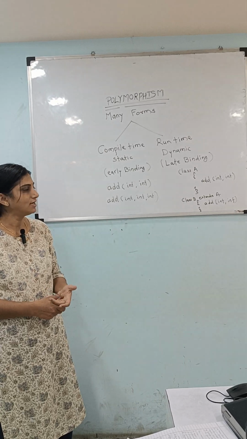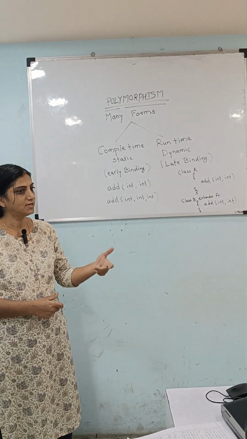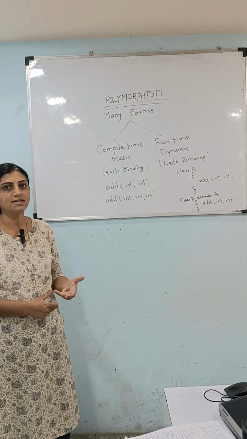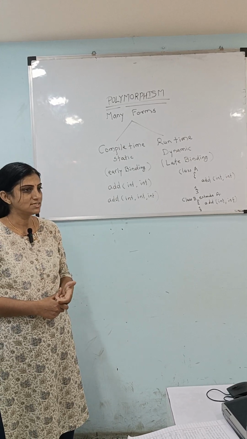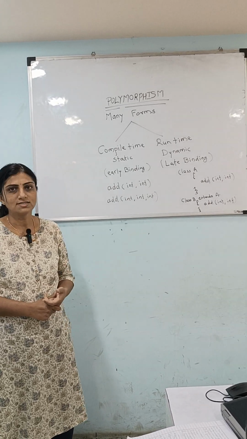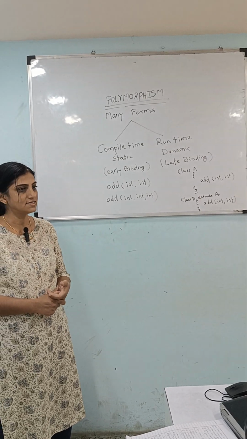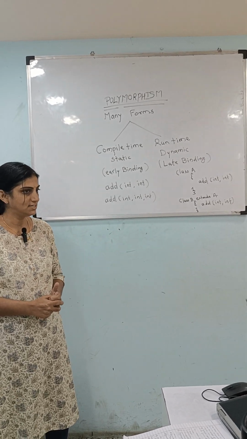So in Java also, the object behaves differently in different situations. When we create the object with a different instance, it is called polymorphism. Based on that instance, the behavior of the object depends.